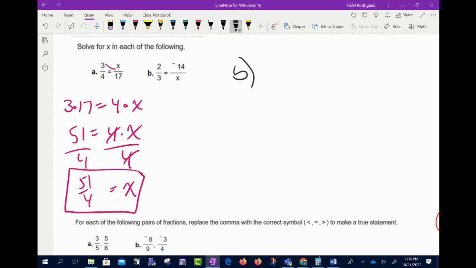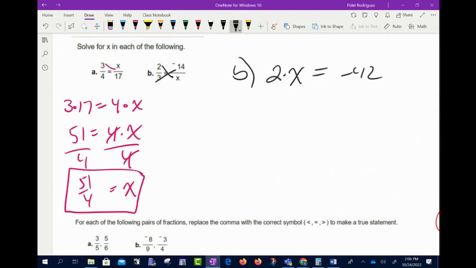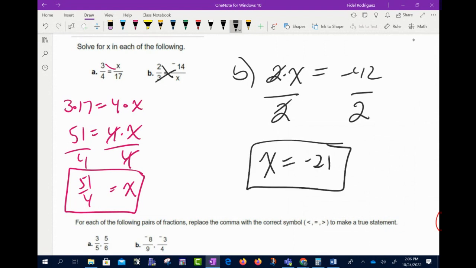For part B, I'm going to do exactly the same thing. I'm going to cross multiply. So 2 times x equals whatever 3 times 14 is. I know it's a negative. We'll write the negative right now. Negative 42. We're going to divide both sides by a positive 2, and that is a minus 21.